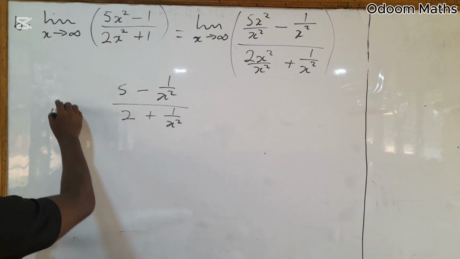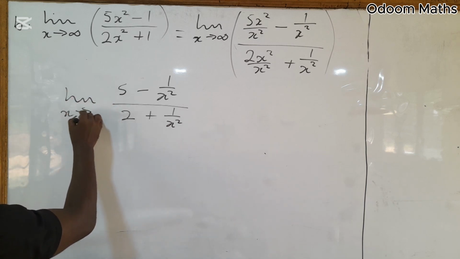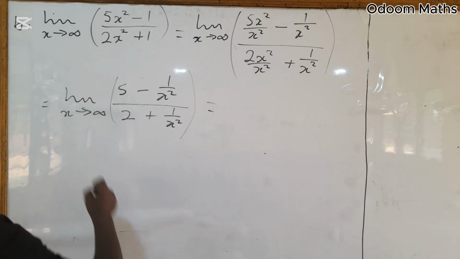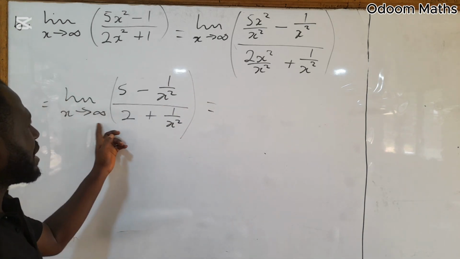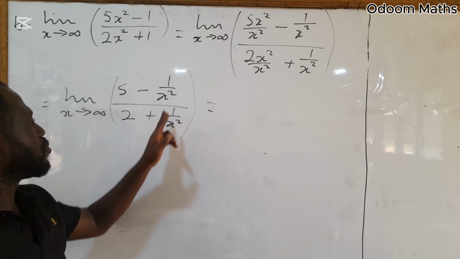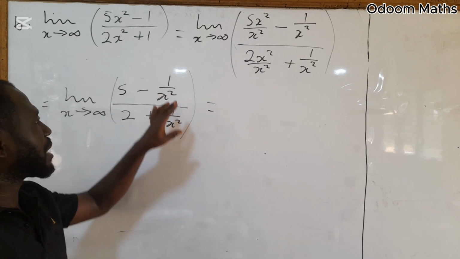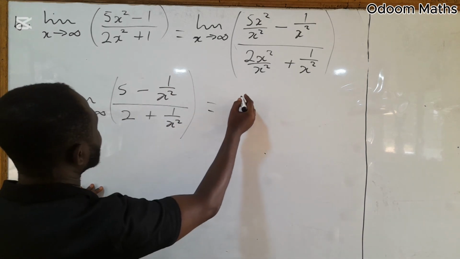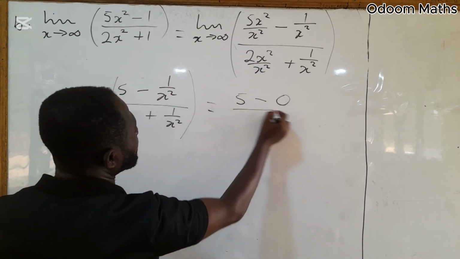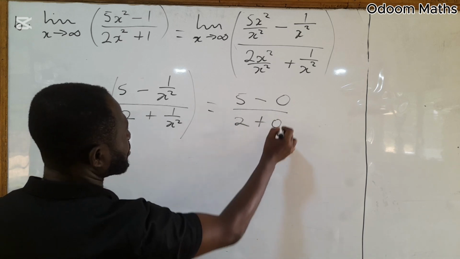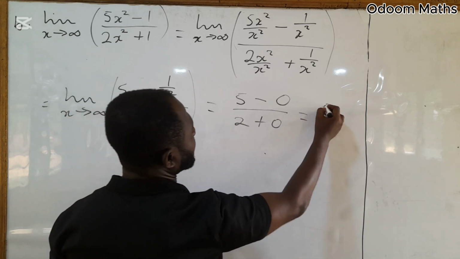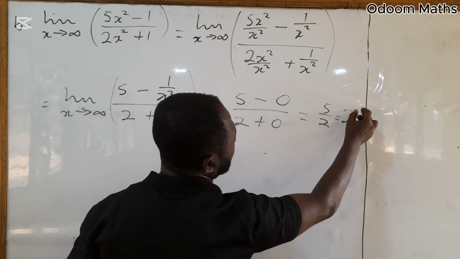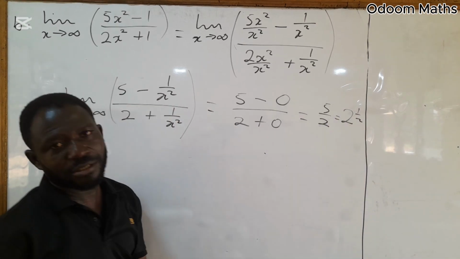Okay, so the limit as x approaches infinity. Now when this happens, as x becomes large, these things will be approaching 0, so we can put 0 in place of these terms. So that is 5 minus 0 over 2 plus 0, and the answer becomes 5 over 2. In that sense, we can say this is 2 whole number 1 over 2. Okay, so that is that.